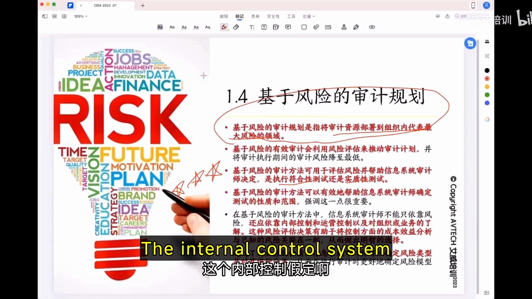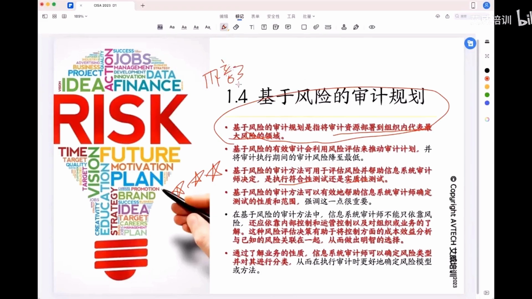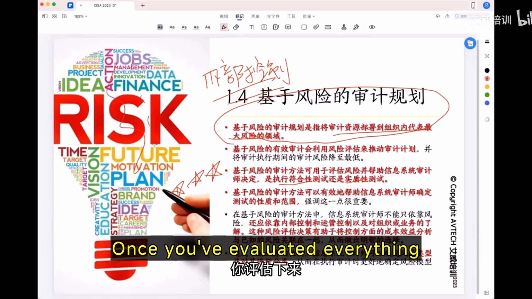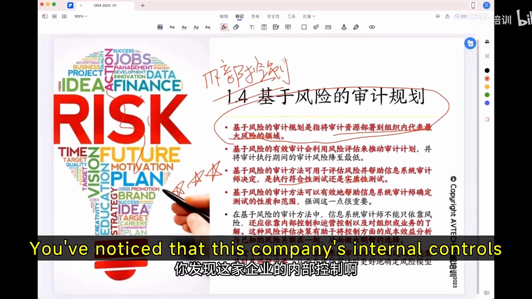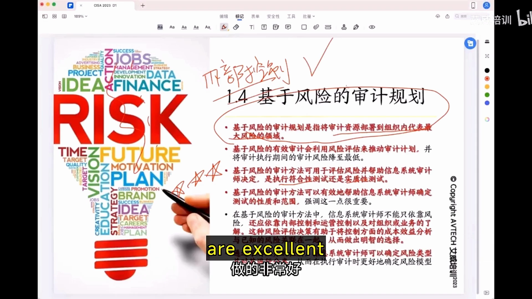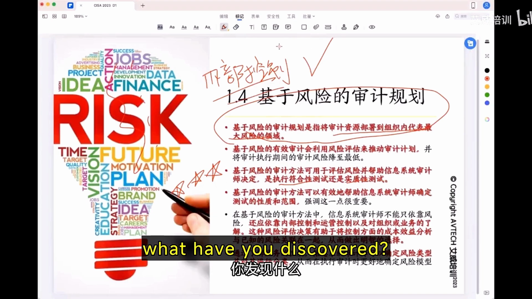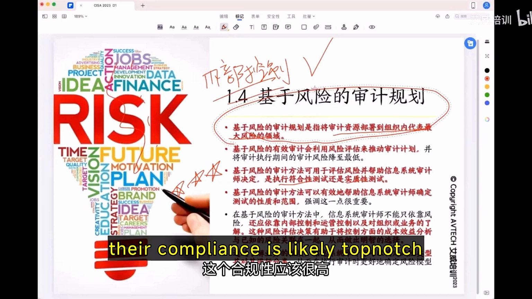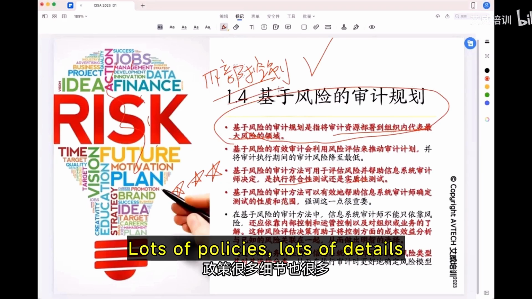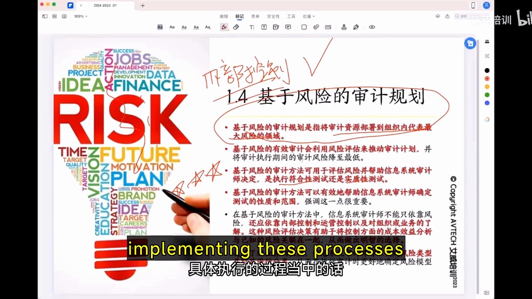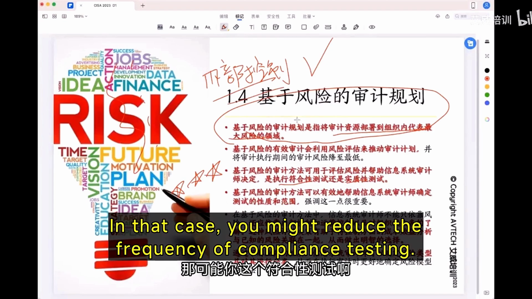the internal control system during risk assessment with all these operations. Once you've evaluated everything, you've noticed that this company's internal controls are excellent, aren't they? There's a lot to consider in your risk assessment. What have you discovered? Well, their compliance is likely top-notch, wouldn't you say? Lots of policies, lots of details. So when you're actually implementing these processes, in that case, you might reduce the frequency of compliance testing.